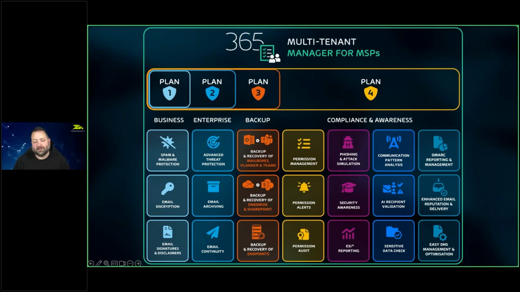On the screen here, just a real quick highlight. You see all of our different plans, right? Plan 1 includes your basic email security. Plan 2 adds things like archival, continuity of email, and advanced threat protection. Plan 3 adds backup. Plan 4 brings in a whole host of additional features, ranging from security awareness training to DMARC management, AI recipient validation, so making sure data isn't leaking via outgoing emails, and permissions management for SharePoint Online and OneDrive for Business. And that brings us to Permission Manager.